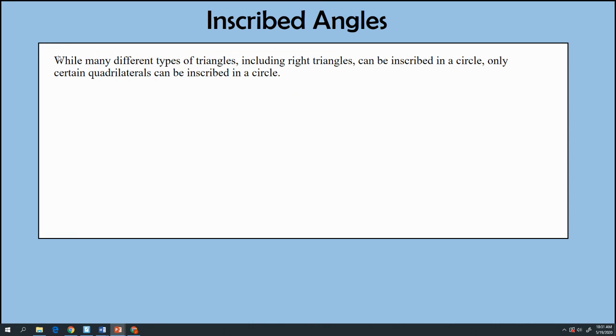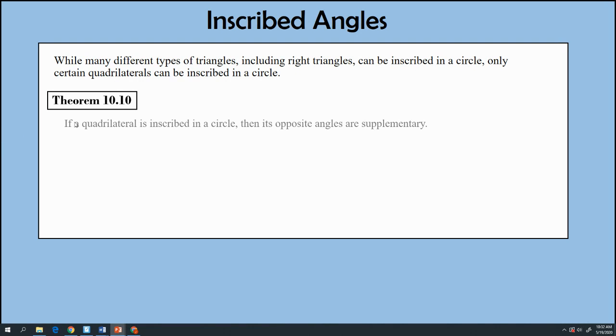The next one we have, now we're going to start looking at a theorem that deals with inscribed quadrilaterals. A lot of different triangles, including right triangles, can be inscribed in a circle. However, only a certain type of quadrilateral can be inscribed in a circle. And this is what theorem 10-10 talks about. Basically, it says this: if there exists a quadrilateral that can be inscribed in a circle, then its opposite angles have to be supplementary. Both pairs of opposite angles.